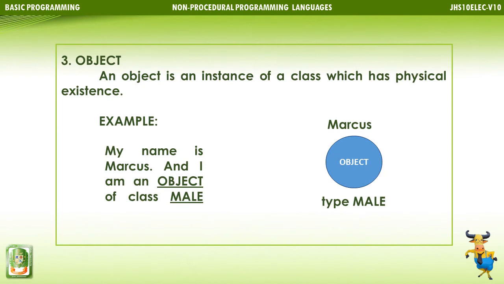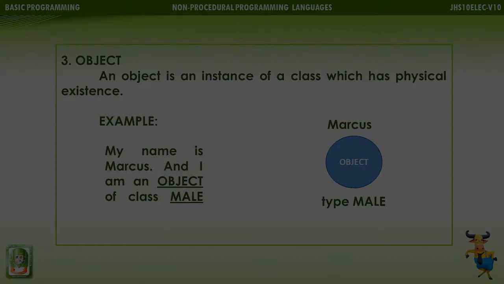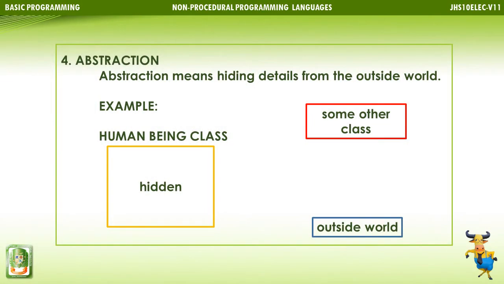3. Object. An object is an instance of a class which has physical existence. Example: my name is Marcus, and I am an object of class male. Marcus, object type male. 4. Abstraction. Abstraction means hiding details from the outside world. Example: human being class, hidden details, outside world. And it can happen to some other class.